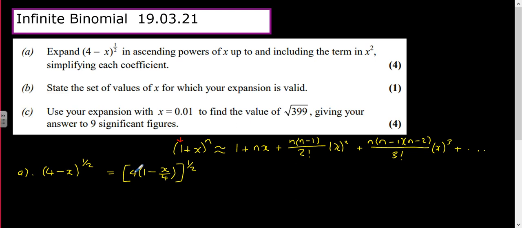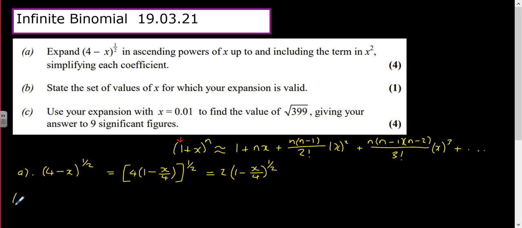That makes perfect sense, hopefully. If you expand this bracket inside the square brackets, then you get 4 minus x. Then I'm going to look at the fact that 4 to the power of 1/2 is 2. So this expression, (4 - x) to the half, can be simplified to 2 times (1 - x/4) to the half. And now this is in a form that we can use our formula.